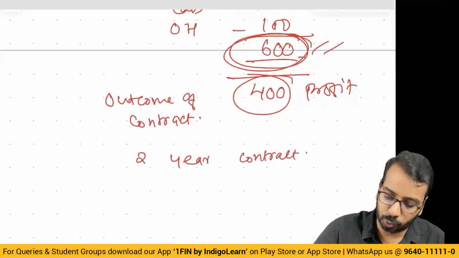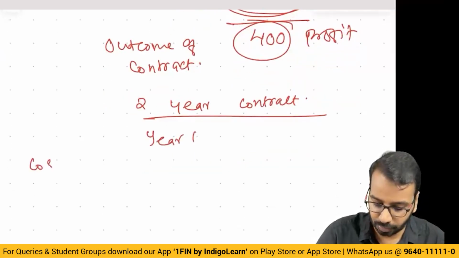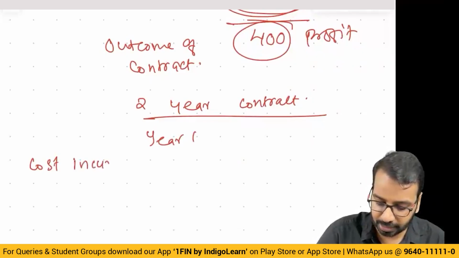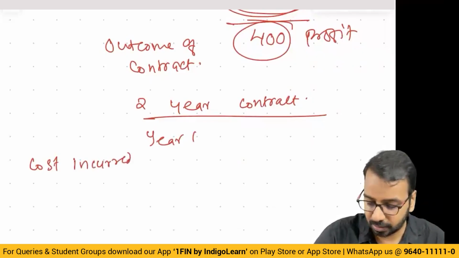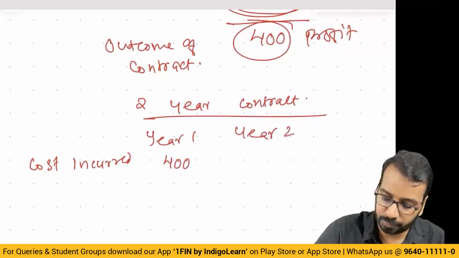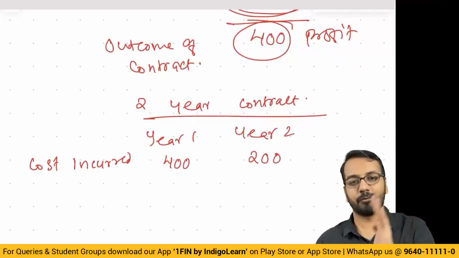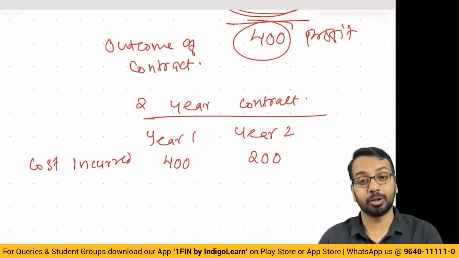This is a 2-year contract. In year 1, cost incurred is 400. In year 2, cost incurred is 200. Year 1, cost incurred 400. Year 2, cost incurred 200.